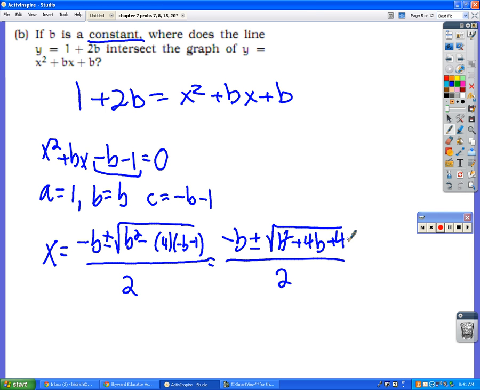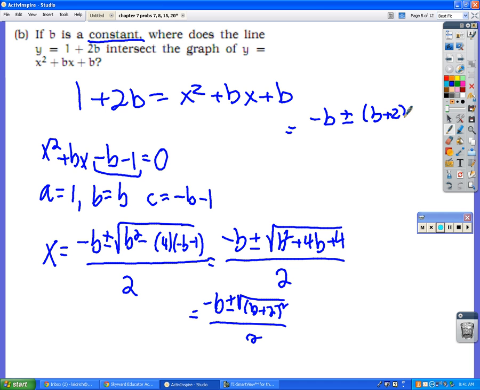This is exciting. What do we have here underneath the square root? Perfect square trinomial. So I can take this and factor it into b plus 2 times b plus 2. So it'll be b plus 2 squared over 2. And then the square root of b plus 2 squared is b plus 2. So the fun keeps going. So it's really negative b plus or minus b plus 2 over 2.